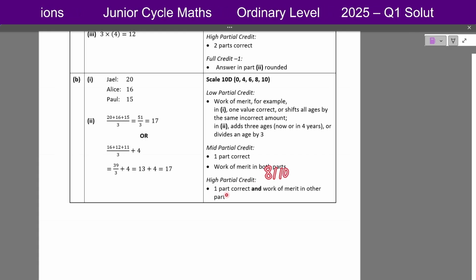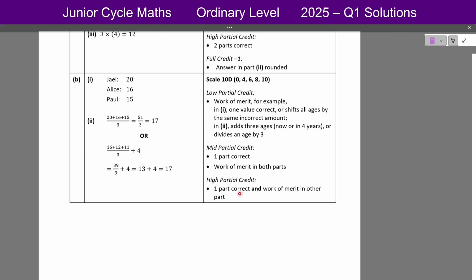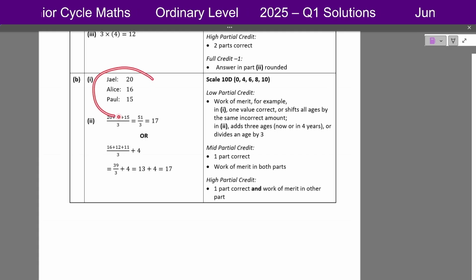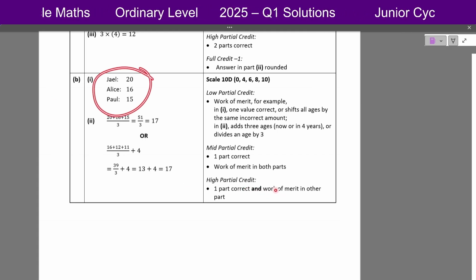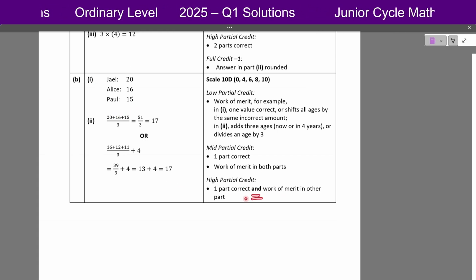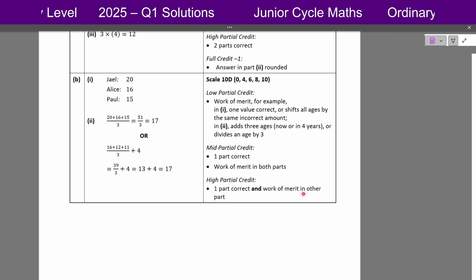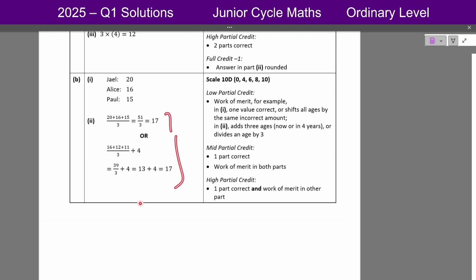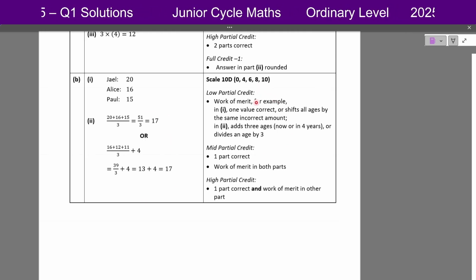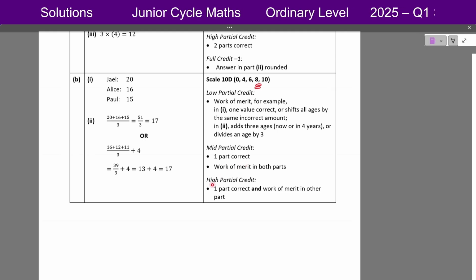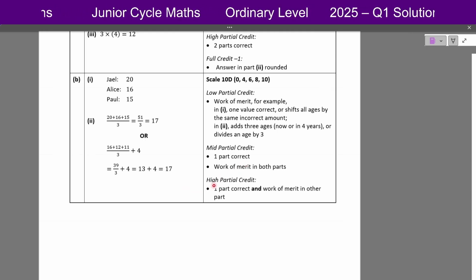And finally we have the high partial credit, which is 8 out of 10. That is when we have one part correct, for example the first part, and we show some calculations of work of merit in the other part, the second part. So in that case we will get 8 out of 10 for the high partial credit.